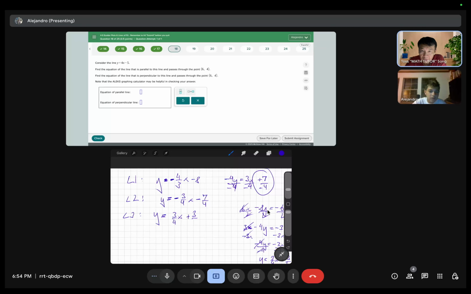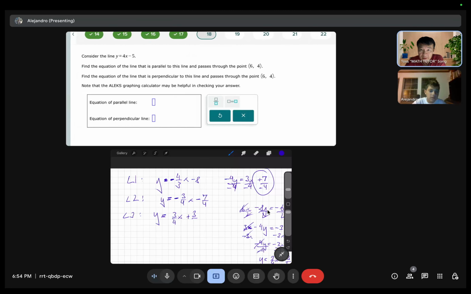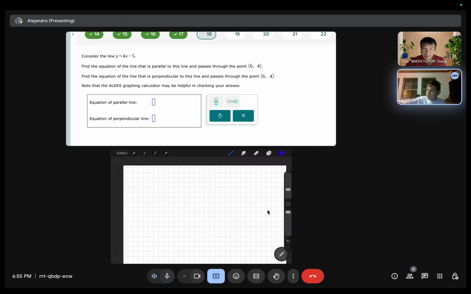Okay, so they gave you one line. Find the equation of the line that is parallel to this line, the one above, and passes through that point. What do you think about that? So we're going to do a parallel line to that one. That means the m will be the same, right? This is a very popular question, by the way.